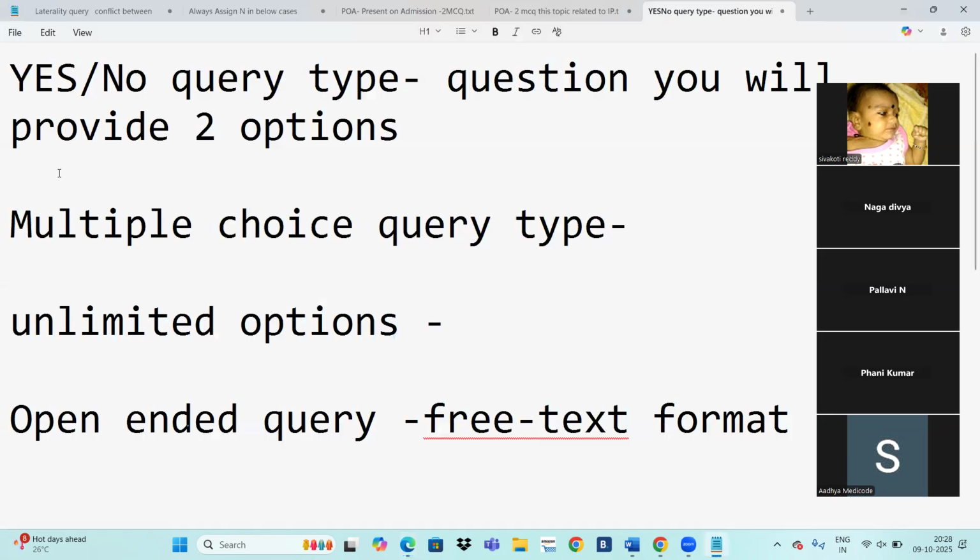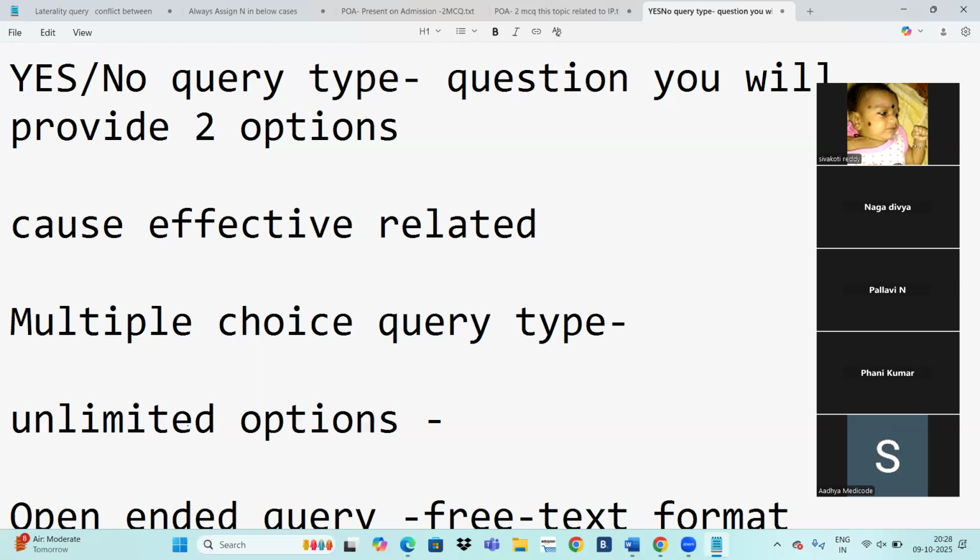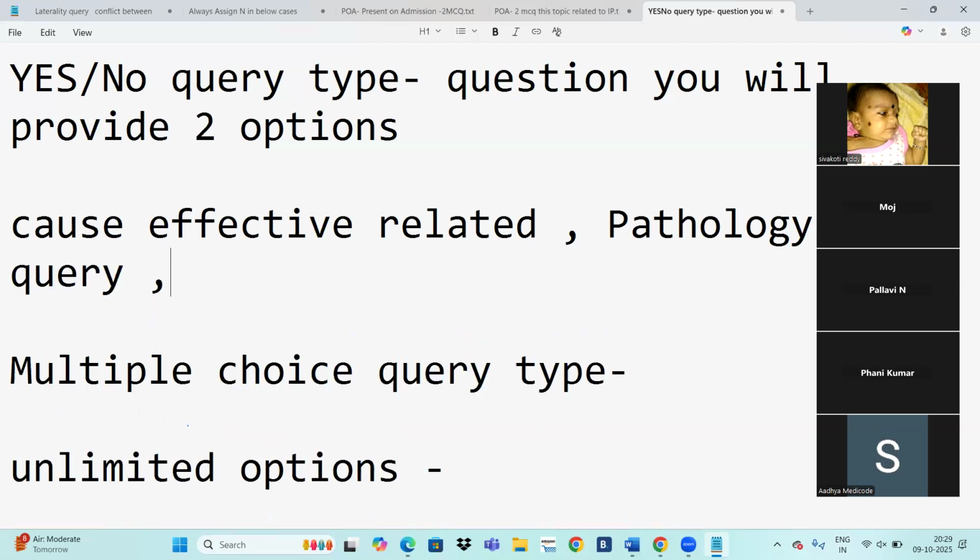Clear? Now, first, when we need to use the yes or no query type, tell me which type of query can be resolved in two options. Cause and effect related queries. While raising a cause and effect relation query, we need to provide just two options: that condition was related or unrelated. That's it. Then pathology queries, like conflict between two providers. Then POA indicator queries.